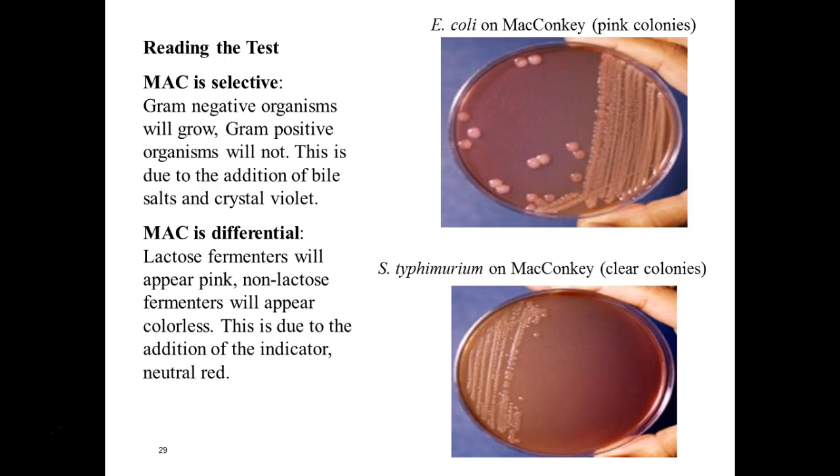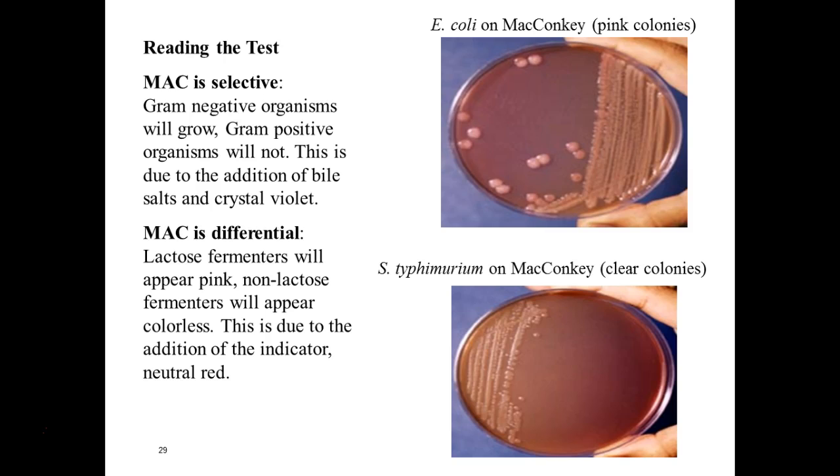That dye, while those cells are alive, can't get in past their outer membrane. The bile salts, again, doesn't affect them. It doesn't get in. It doesn't damage them. Unlike gram-positives, that dye will rush right in. Those bile salts will interfere with them and kill those cells. The bottom plate is Salmonella, which is also another gram-negative bacteria. And so we would use this type of media to grow them.